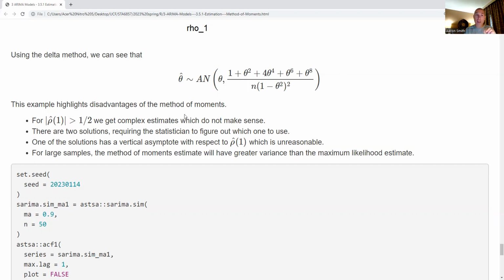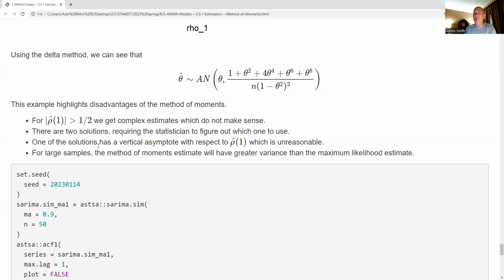Now, I want to highlight the disadvantages of the delta method for this particular problem, this MA(1) model. If that autocorrelation of lag 1 is greater than 1/2, we were going to get complex estimators, and it doesn't make sense for our process. There are two solutions, and so we had to figure out using calculus and limits which one was the better one. One of these was a vertical asymptote. So if I made the wrong call on this, I would get an unstable estimator. One would be going off to positive infinity, one would be going off to negative infinity, if I just had a little bit of bump in the autocorrelation, if it was around 0.